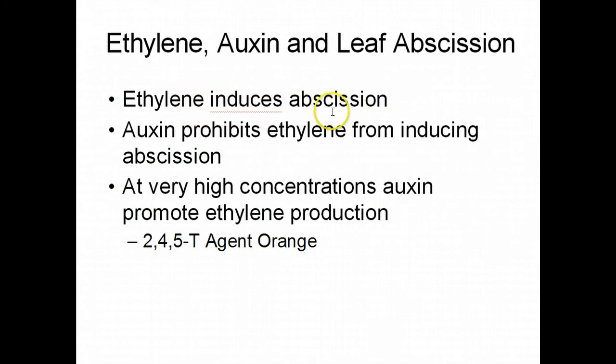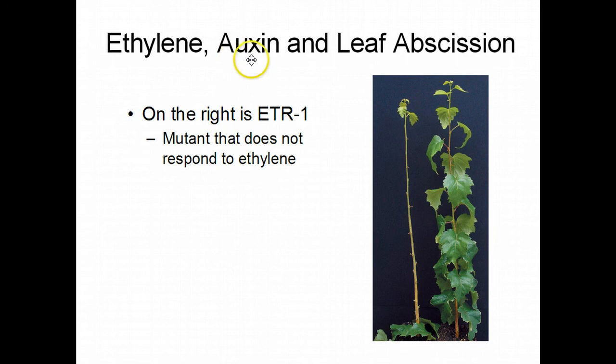It also induces abscission. And when we talked about auxins, we talked about abscission, and we went over how abscission actually occurs. It's an interaction between ethylene and auxin. And here you can see plants that have been exposed to high concentrations of ethylene. The one on the left is a normal plant, and the one on the right does not respond to ethylene. So again, it's pretty easy to tell if you have a mutant.